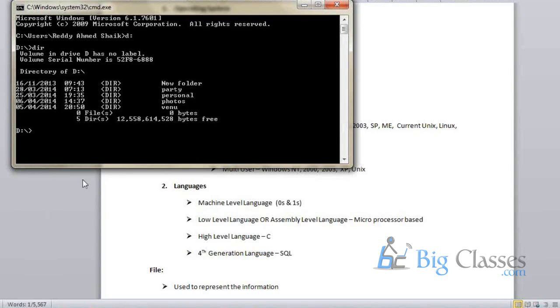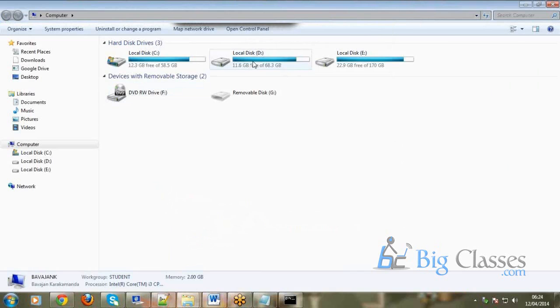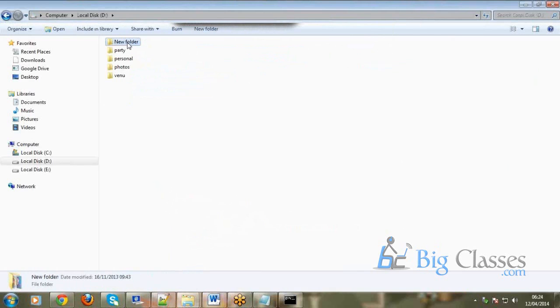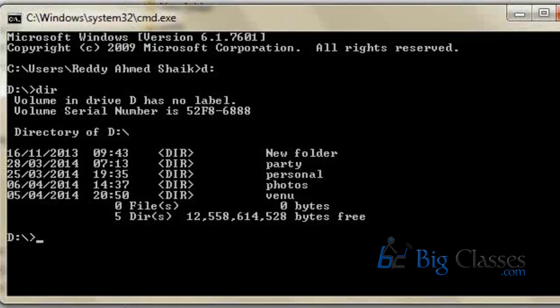Let me show you that in Windows environment. Start, computer. You can observe the D drive here. Open this D drive. Can you see the folders here? 1, 2, 3, 4, 5 folders. Yes. So the same folders are being displayed on that command prompt. At the command prompt, you need to give commands to perform any task. So this is the character user interface, we can say.